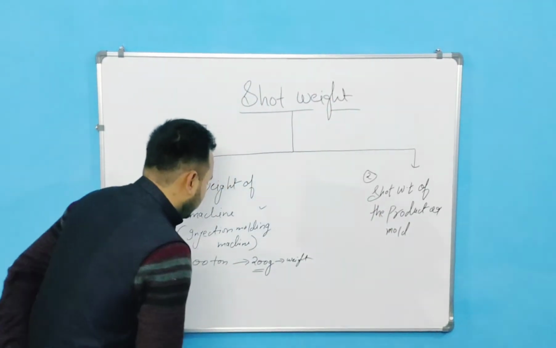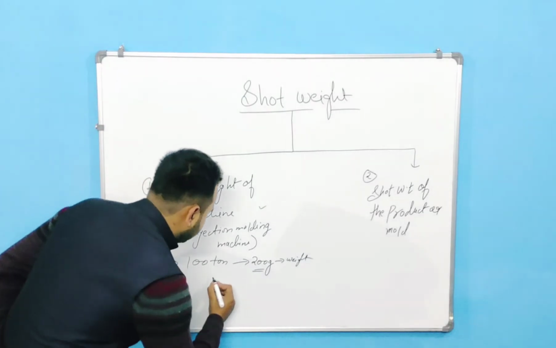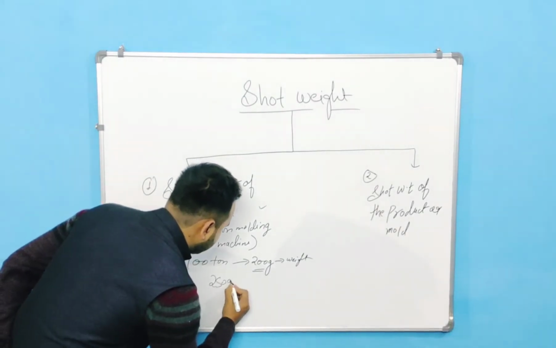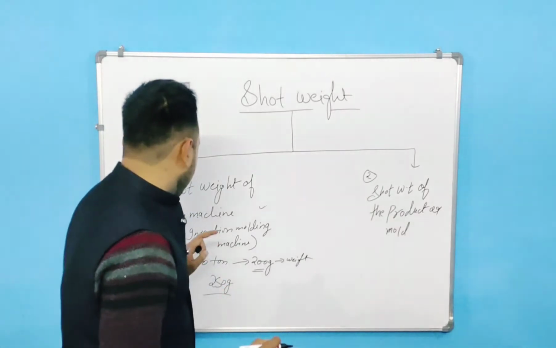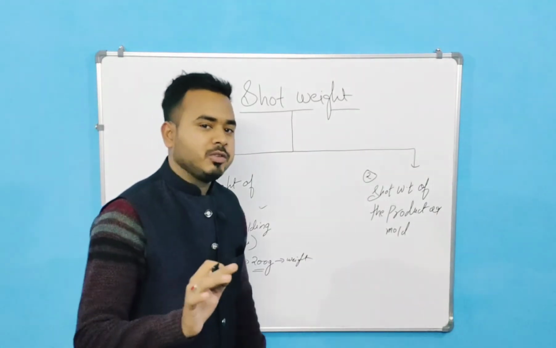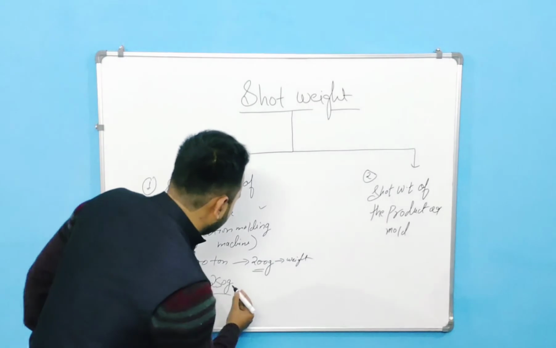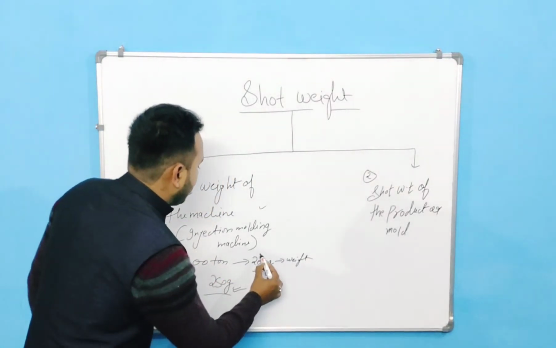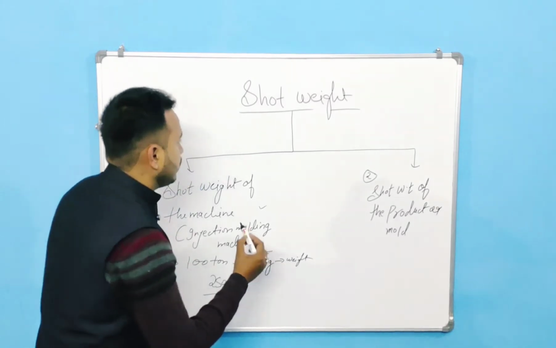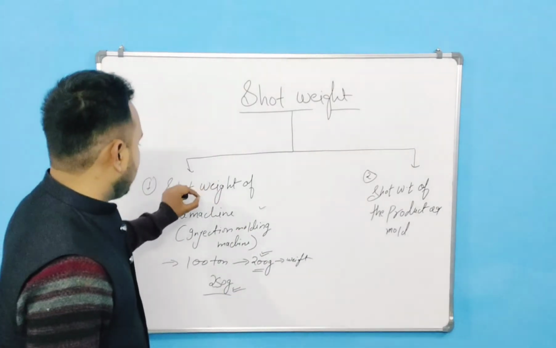For example, if you want to make a product that is of 250 grams, then what happens? It's not possible for your machine to make 250 grams of the product, because your machine has the short weight capacity of 200 grams. So that means the short weight of the machine.